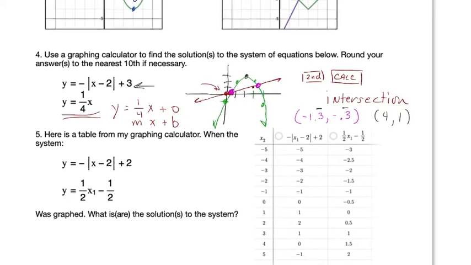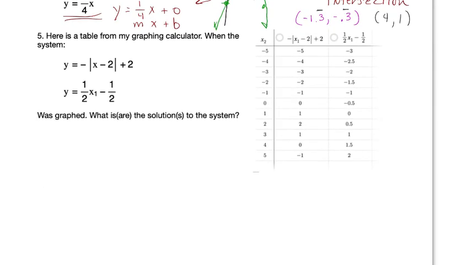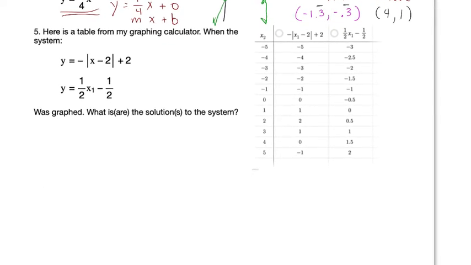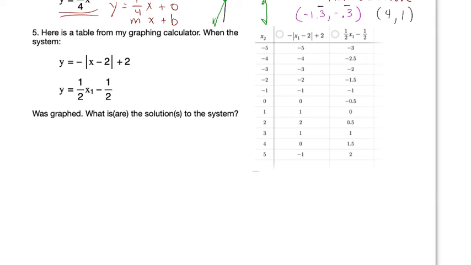All right, problem 5 here. Here's a table showing all the ordered pairs for this equation and this equation. Okay, it's going to take you a little while to get your bearings around a problem like this. But here's this equation, y equals negative absolute value of x minus 2, plus 2. And if you look over here, there's that equation. The second equation, a half x minus a half, that's the second column.